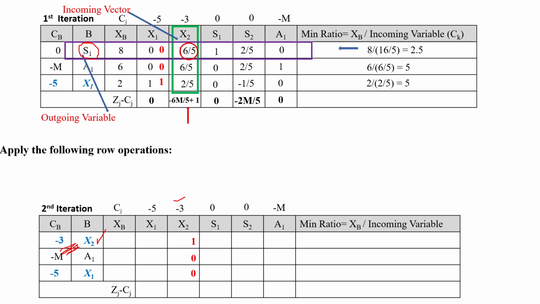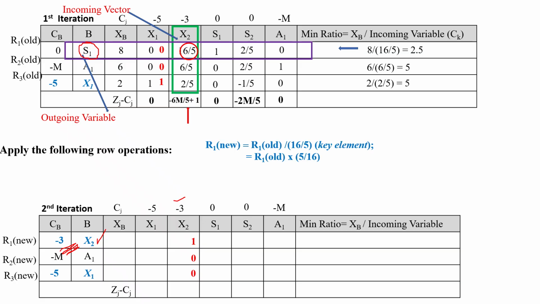Next, once again I have to apply the following row operations to get the new simplex table. The first row operation is R1 new equal to R1 old divided by the key element 16 by 5, which is equal to R1 old into 5 by 16. Here the R1 old elements: the first one is 8. So 8 into 5 by 16, which is 5 by 2, equal to 2.5.